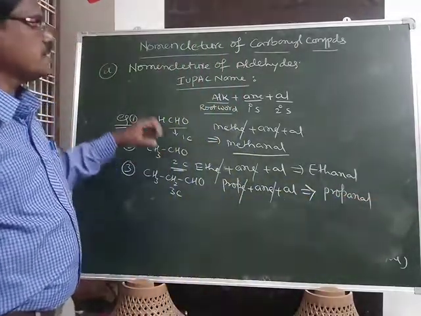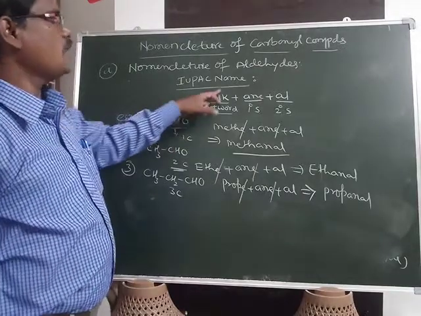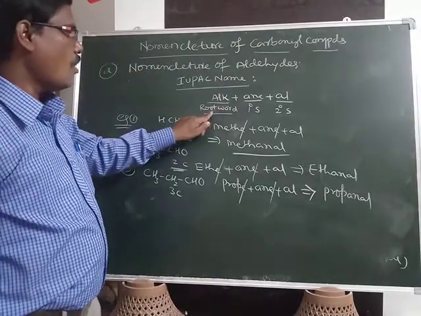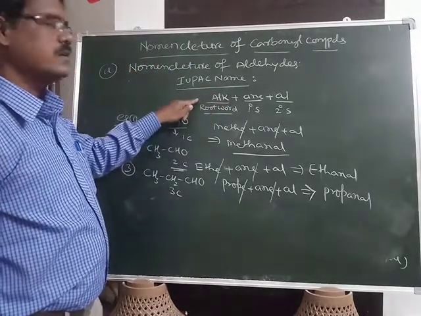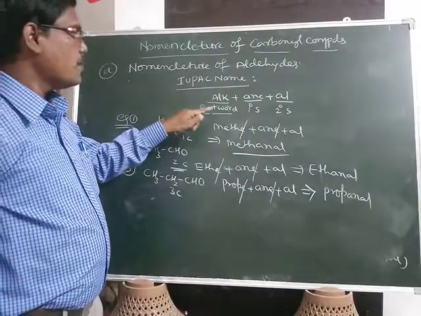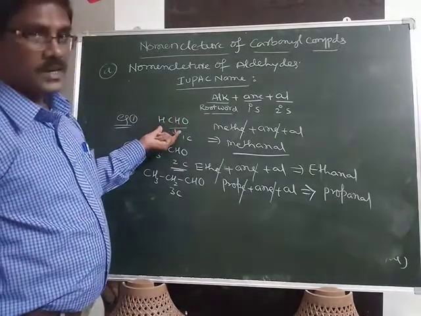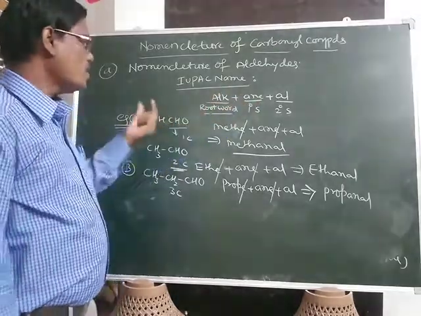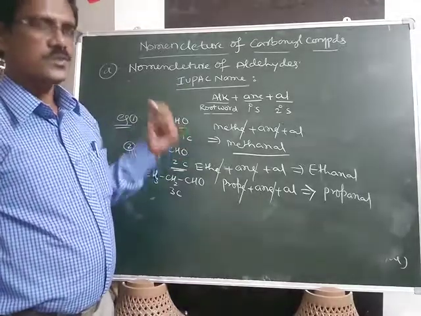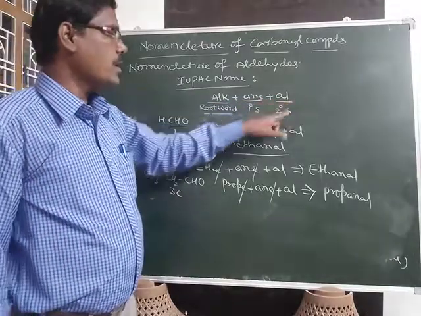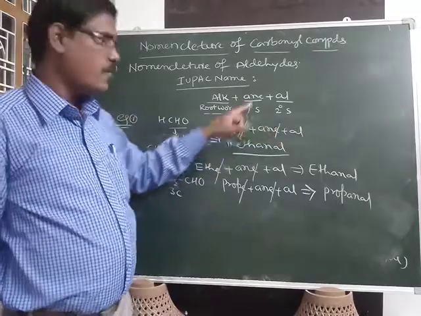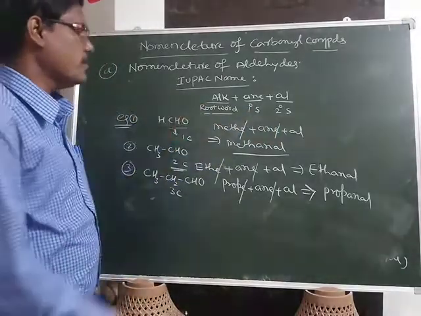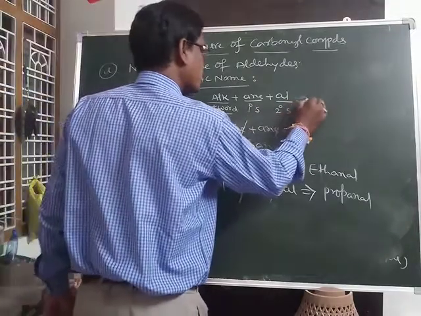So this is the procedure to write the IUPAC name. The IUPAC name of aldehyde is alk, which means the root word. It indicates the number of carbons present in the given aldehyde, and ane indicates that carbon to carbon there is a single bond or saturated carbon. Al indicates the functional group of aldehyde, that is the CHO group. That's why the total IUPAC name can simply be written as alkanal.